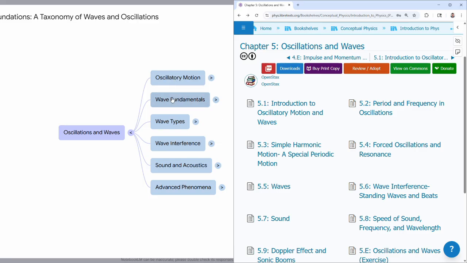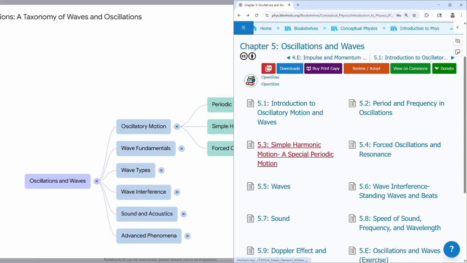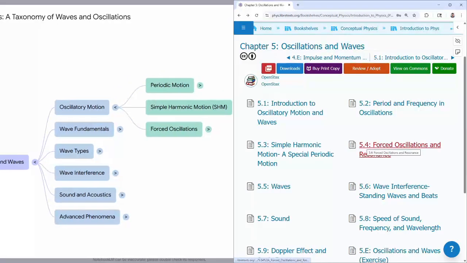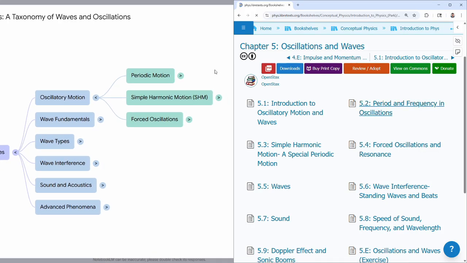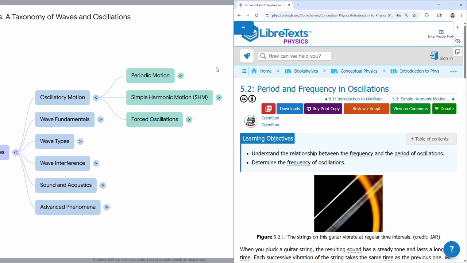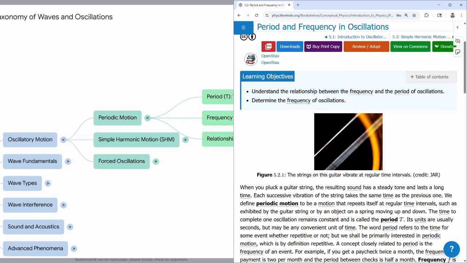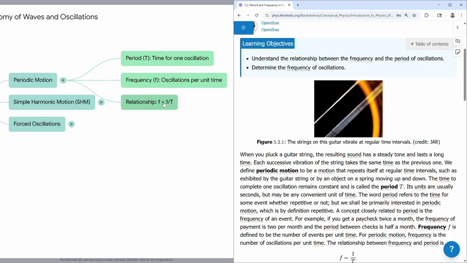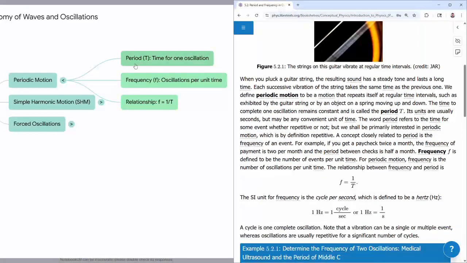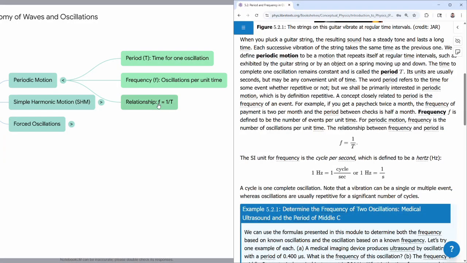The way this mind map has broken it down, it's just the first branch here, but this covers sections 5.2, 5.3, and 5.4. So in section 5.2, we talk about periodic motion and introduce some basic terminologies, such as period and frequency and the relationship between them. These two are basically reciprocals of each other.